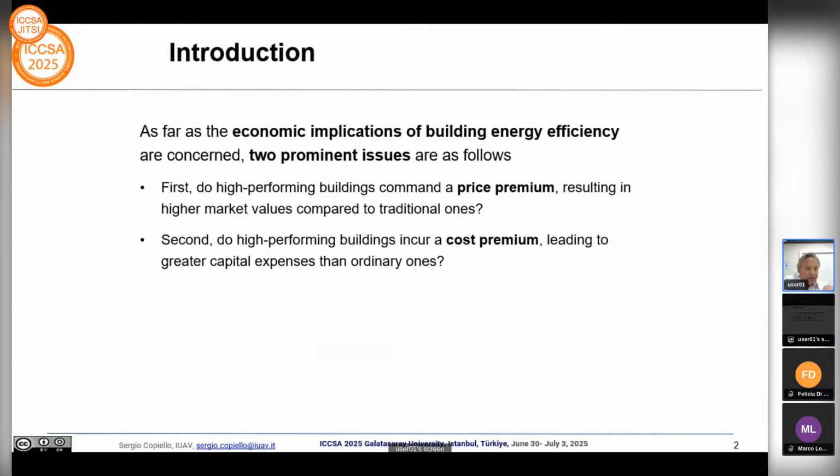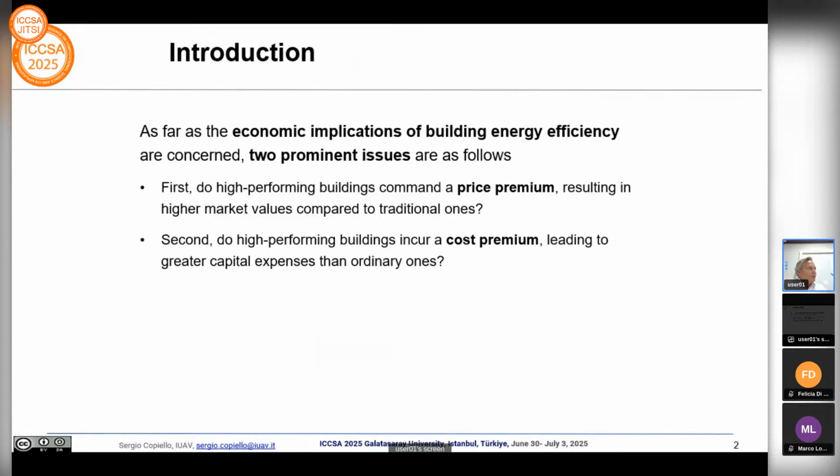Meaning that for us, there are two main issues. The first one is whether or not high-performing buildings command a so-called price premium. So they are sold for a higher price. And the second issue is whether or not high-performing buildings should be expected to incur a sort of cost premium. So if we should expect to spend more when we are building high-performance buildings, or when we are refurbishing outdated buildings into high-performing ones.